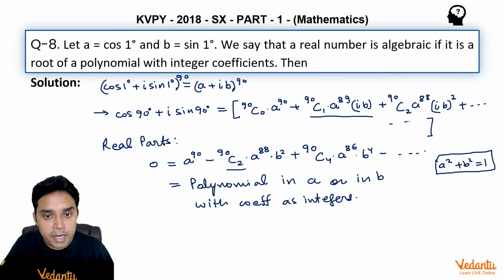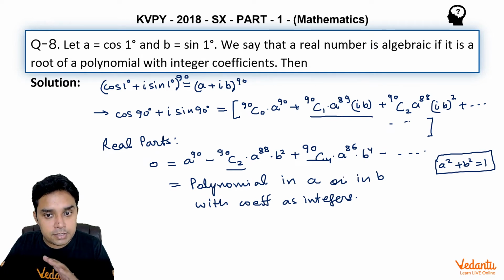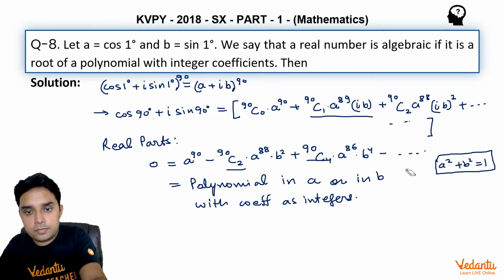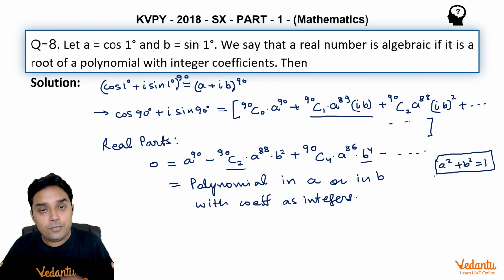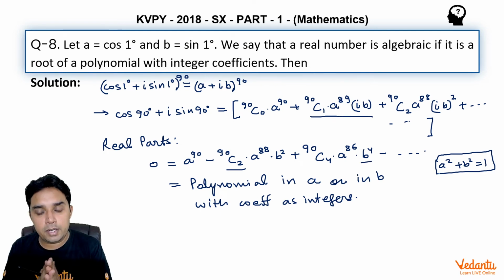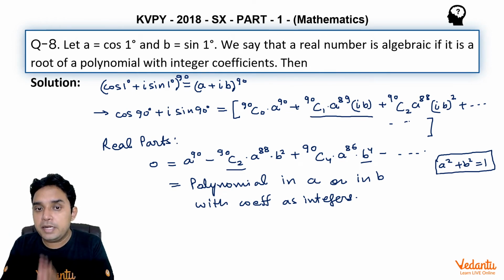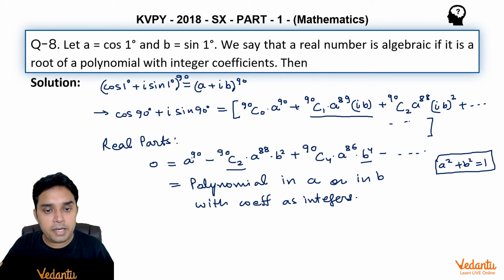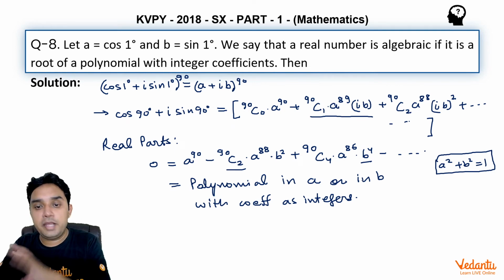Okay, these 90C2, 90C4 and so on, they all are integers, and if I convert A square as 1 minus B square, and even if I have to write B power 4 also as 1 minus A square whole square and so on, then also all coefficients will be integers. So I think we can write this same expression as polynomial in A or in B. In both cases coefficients will remain integer.